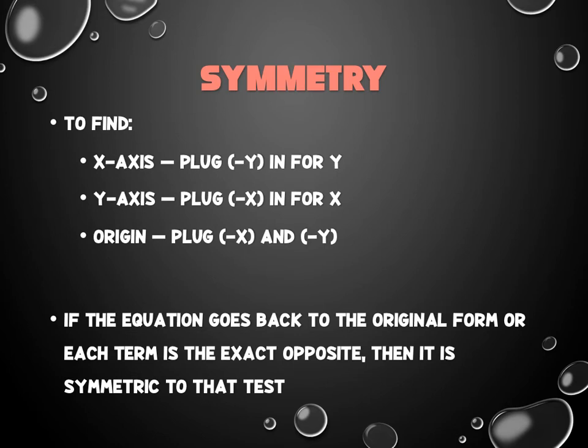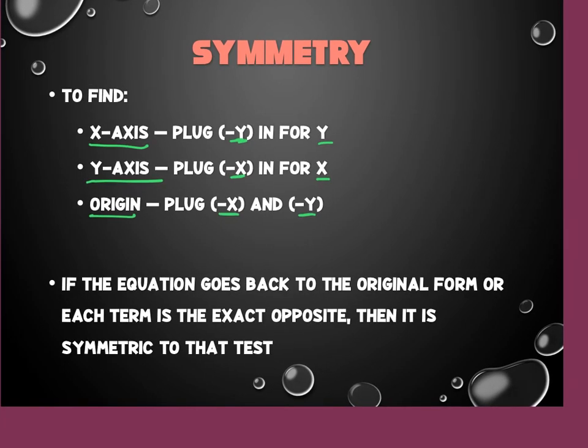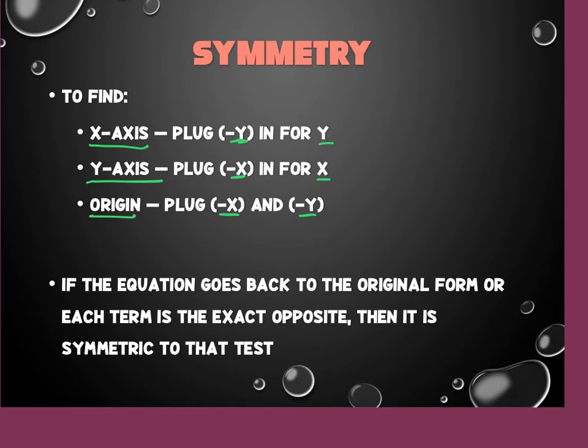But you're going to do this from an equation. So when you're looking for x-axis symmetry, you're going to plug -y in for y. For y-axis symmetry, you're going to plug -x in for x. And for the origin, you're going to do both -x and -y. You're going to simplify it. And then if your equation goes back to the original form, or each term is the exact opposite, then the test is symmetric. Then it's symmetric to whatever that test is. So if you were testing the x and it works, it's symmetric to the x. Testing the y and it works, symmetric to y, and same for origin.